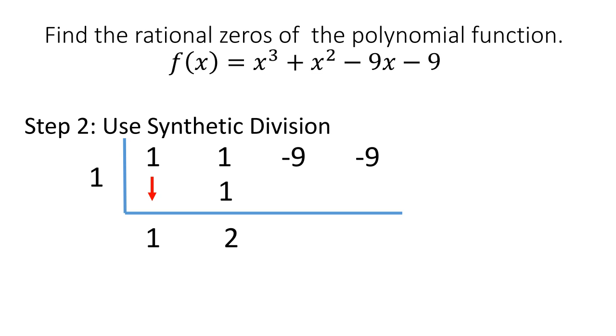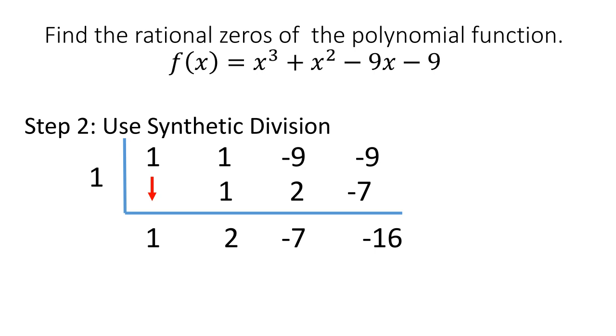1 times 1 is 1, and I put it here on the second column, and then I add. 1 plus 1 is 2, and then I do the process again. 1 times 2 is 2, and then I'm going to add it with a negative 9. So negative 9 plus 2 is negative 7. Let's multiply 1 times negative 7. That gives me negative 7. So negative 9 plus a negative 7 is a negative 16.